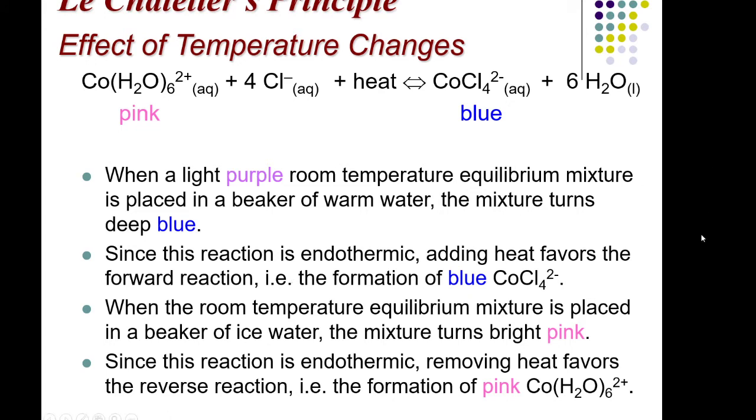This will be the reaction for Le Chatelier's principle that you do in lab, that you're given the data on. It's a pretty cool reaction. There's color changes. At equilibrium, it's purple. But the reactant side would be pink. The product side would be blue.